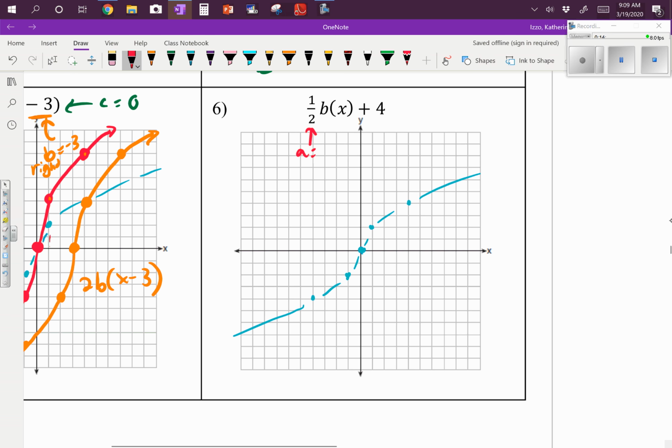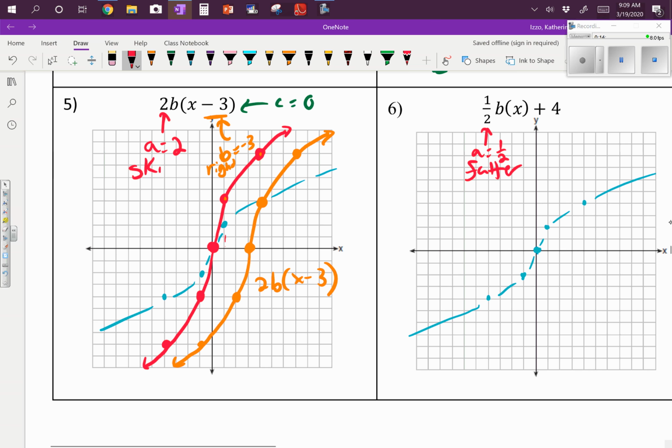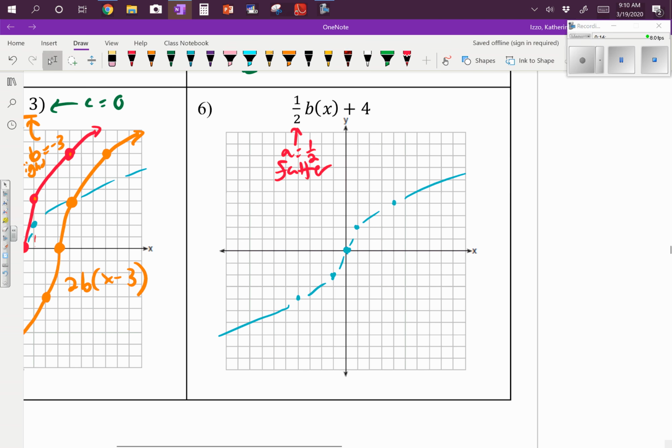A is 1/2. A is 1/2. That's between 0 and 1, which means it's going to get fatter. This one got skinnier, so it's going to get fatter. This has to stay put. This was 2 units. 2 units times a half is going to equal 1 unit. So it's down to 1 unit. Then this guy was 4 units times a half is now 2 units. So he's only going to go up 2 units, much lower to the ground. Much fatter, much lower to the ground. And do it to the other side.